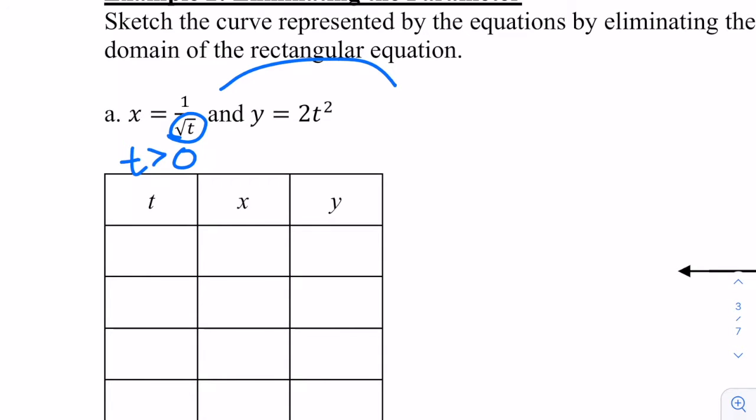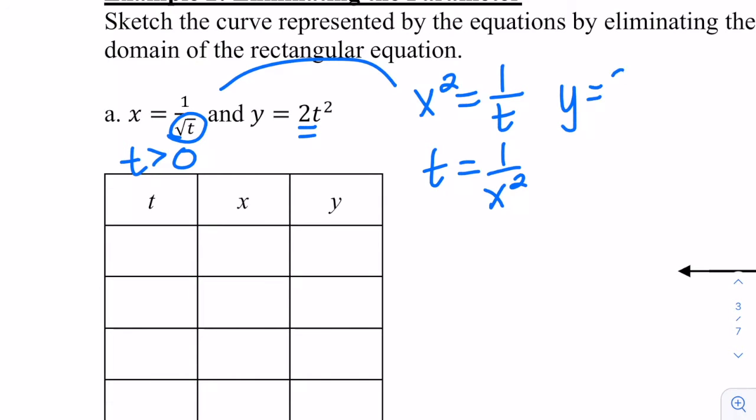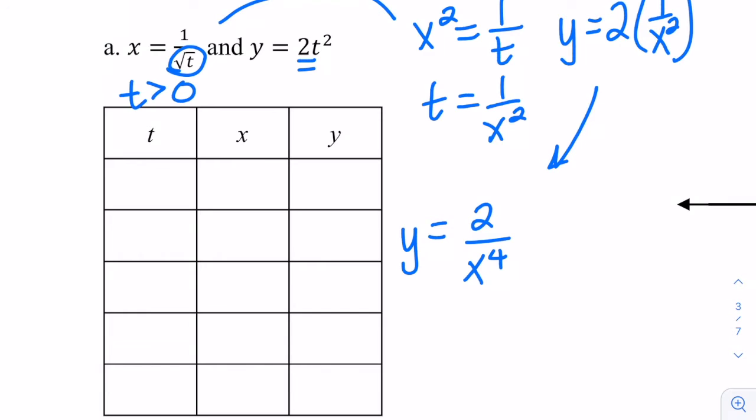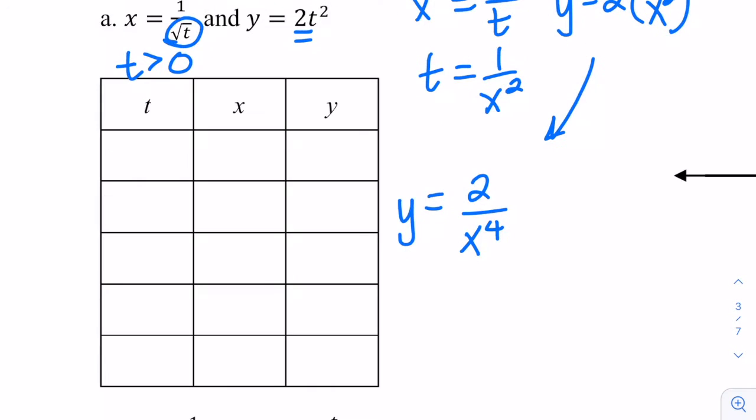If I isolate t here, I'll have to square both sides. So t will equal 1 over x squared. When I substitute into the second equation, I get y equals 2 times 1 over x squared. So the final equation would be y equals 2 over x to the 4th. But remember, we had to restrict the values for t. And I know that we're going to have to use a square root here.